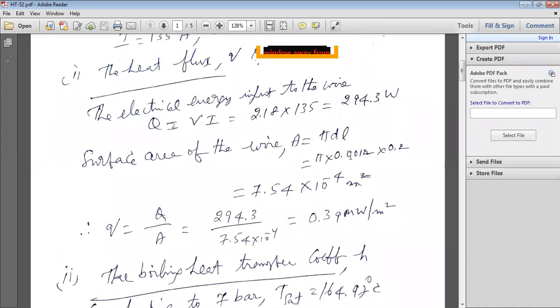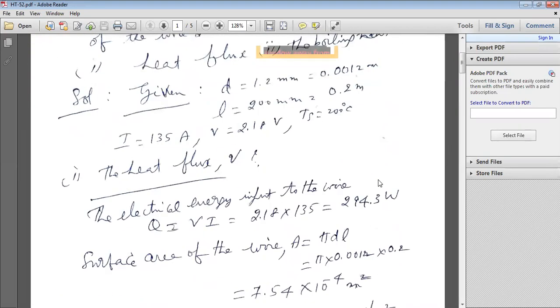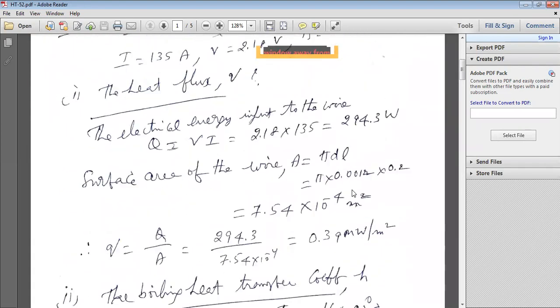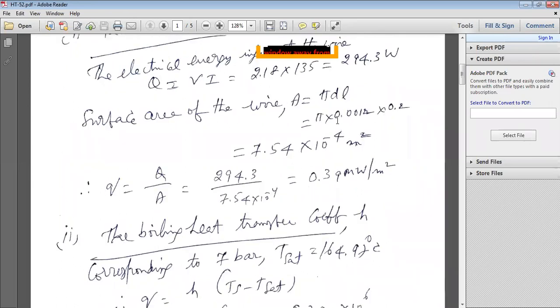Pi dl. From the cylinder, how do you get surface area? Circumference into length. Pi d is the circumference, and length of the cylinder is L. That's pi dl. Pi into the diameter of the wire, 0.0012 meters, into 0.2, the length of the wire. So the surface area of the wire, if you calculate, is 7.54 into 10 power minus 4 meters square.